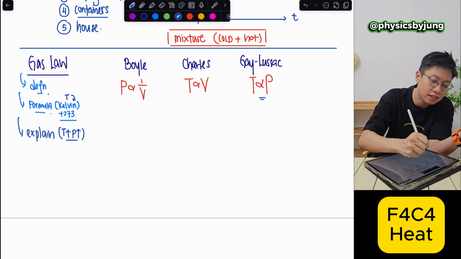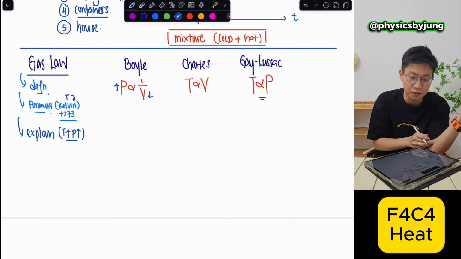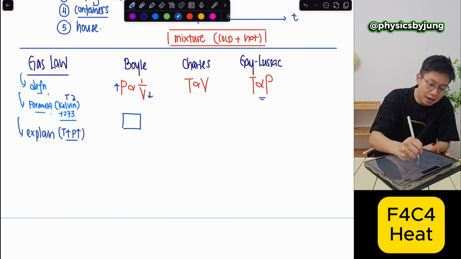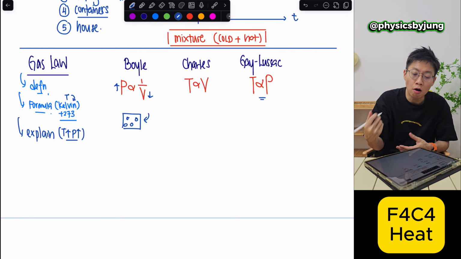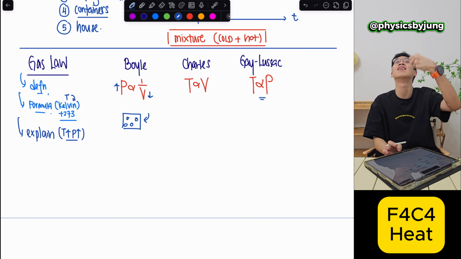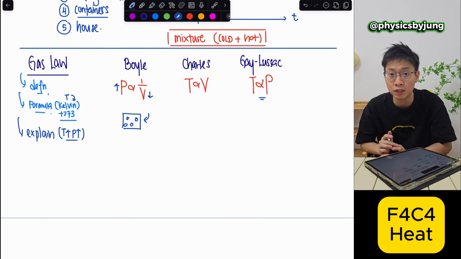Alright, why when your volume decreases, your pressure will increase? Because just imagine you go to a smaller room. When your room becomes smaller, the molecules will hit the wall more often, right? So when you have more collisions, more force on the wall, more pressure. So this is the relationship of explanation that I want you to know.